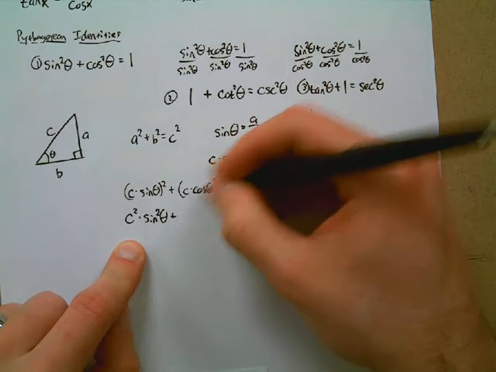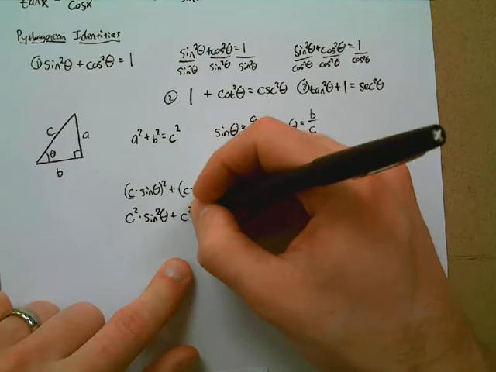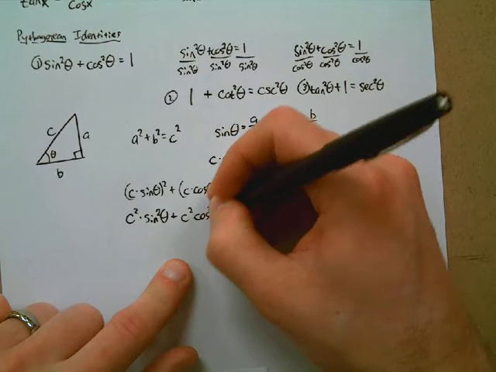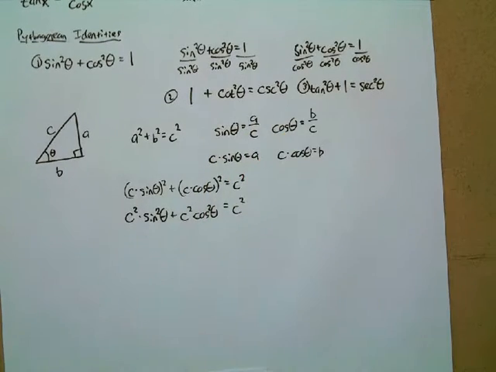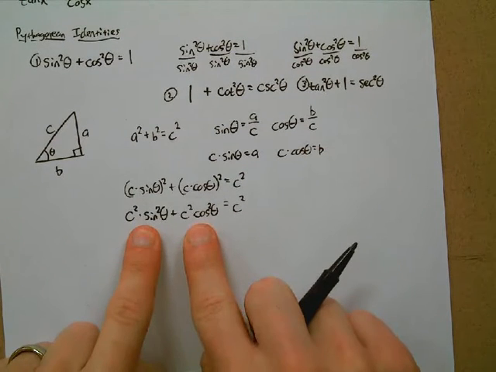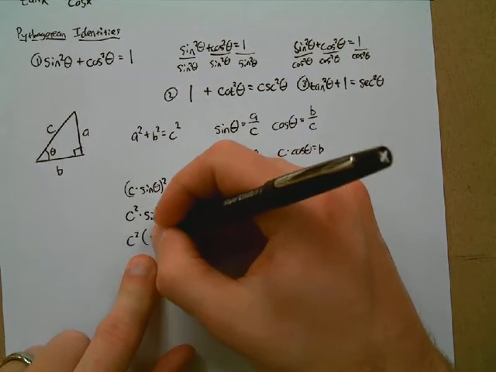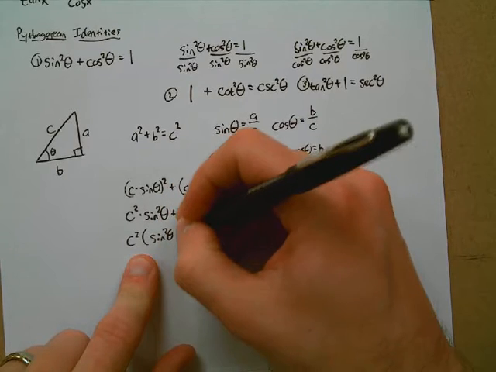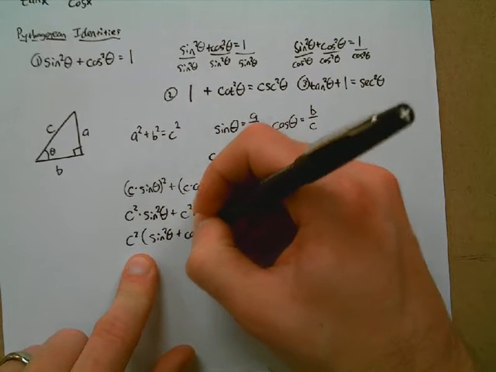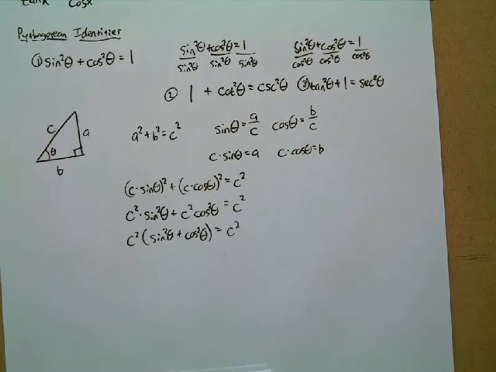Okay. And then there's a GCF here of what? C squared, which we can factor out. And we'll have c squared times sine squared theta plus cosine squared theta equals c squared. And we can divide both sides by c squared, and we get our identity. Okay? And so there's the origin of that Pythagorean identity.